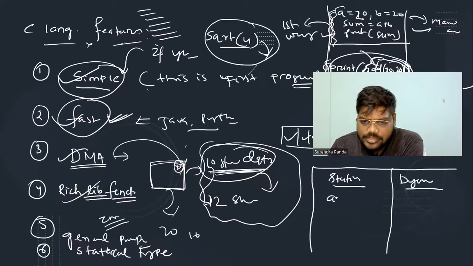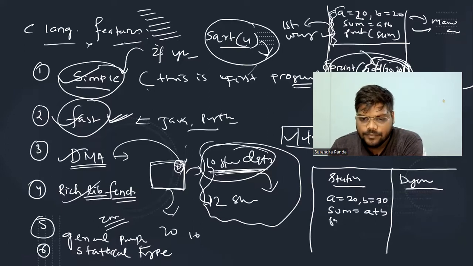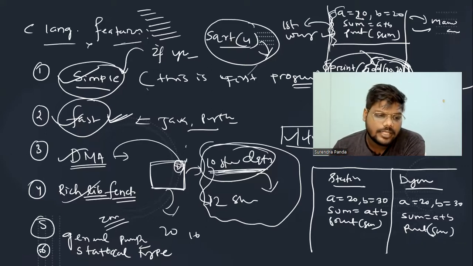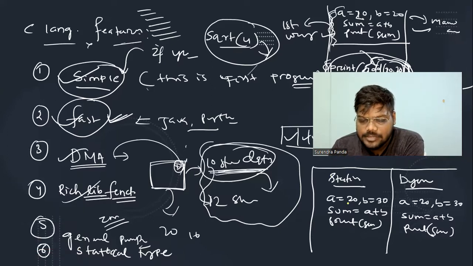Suppose I write A is equal to 20 comma B is equal to 30, and sum is equal to A plus B. Print sum. Here also I write A is equal to 20 comma B is equal to 30, sum is equal to A plus B, print sum. What I'm saying is, in a statically typed programming language, you have to mention which type 10 and 20 are. It is an integer type. We will learn this in data types, don't worry.